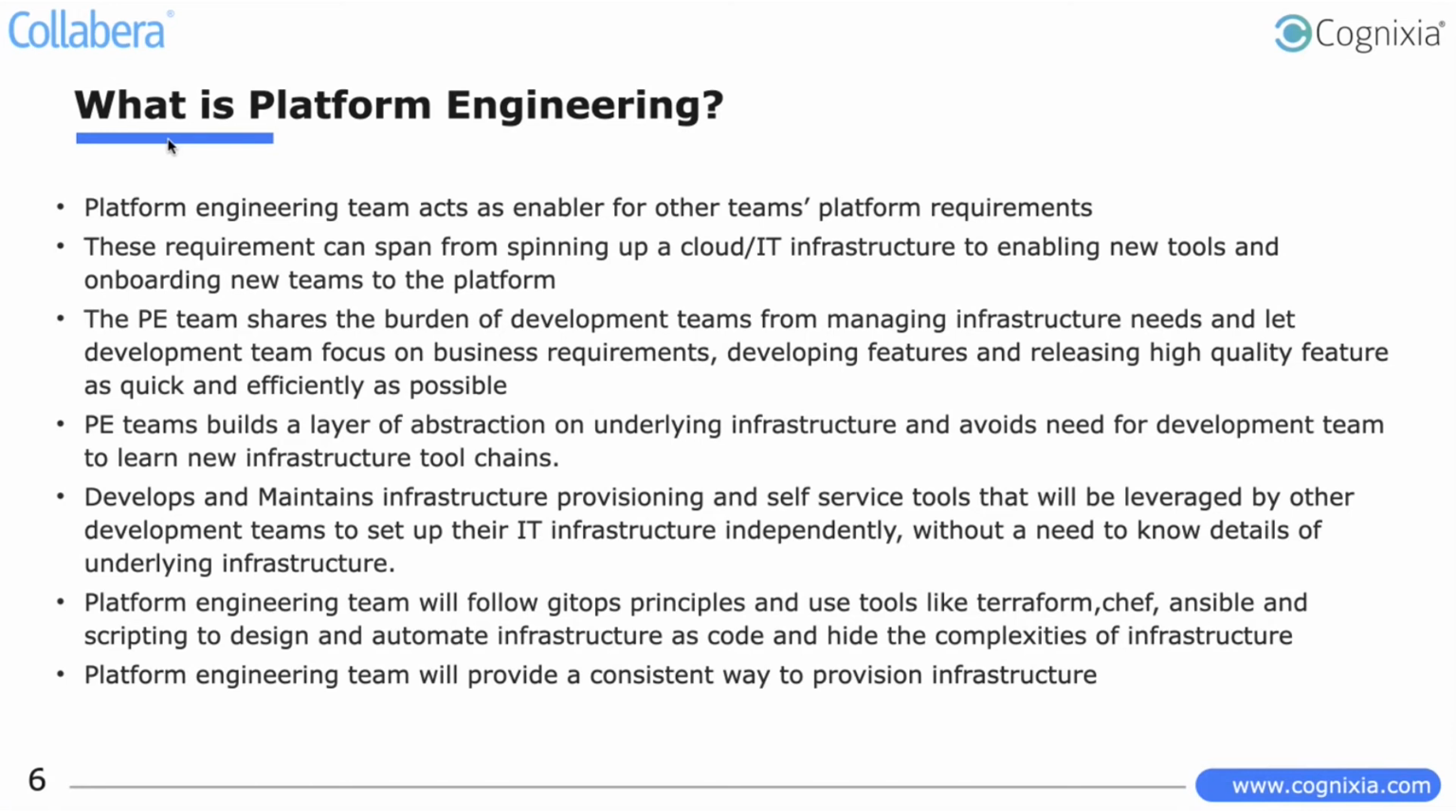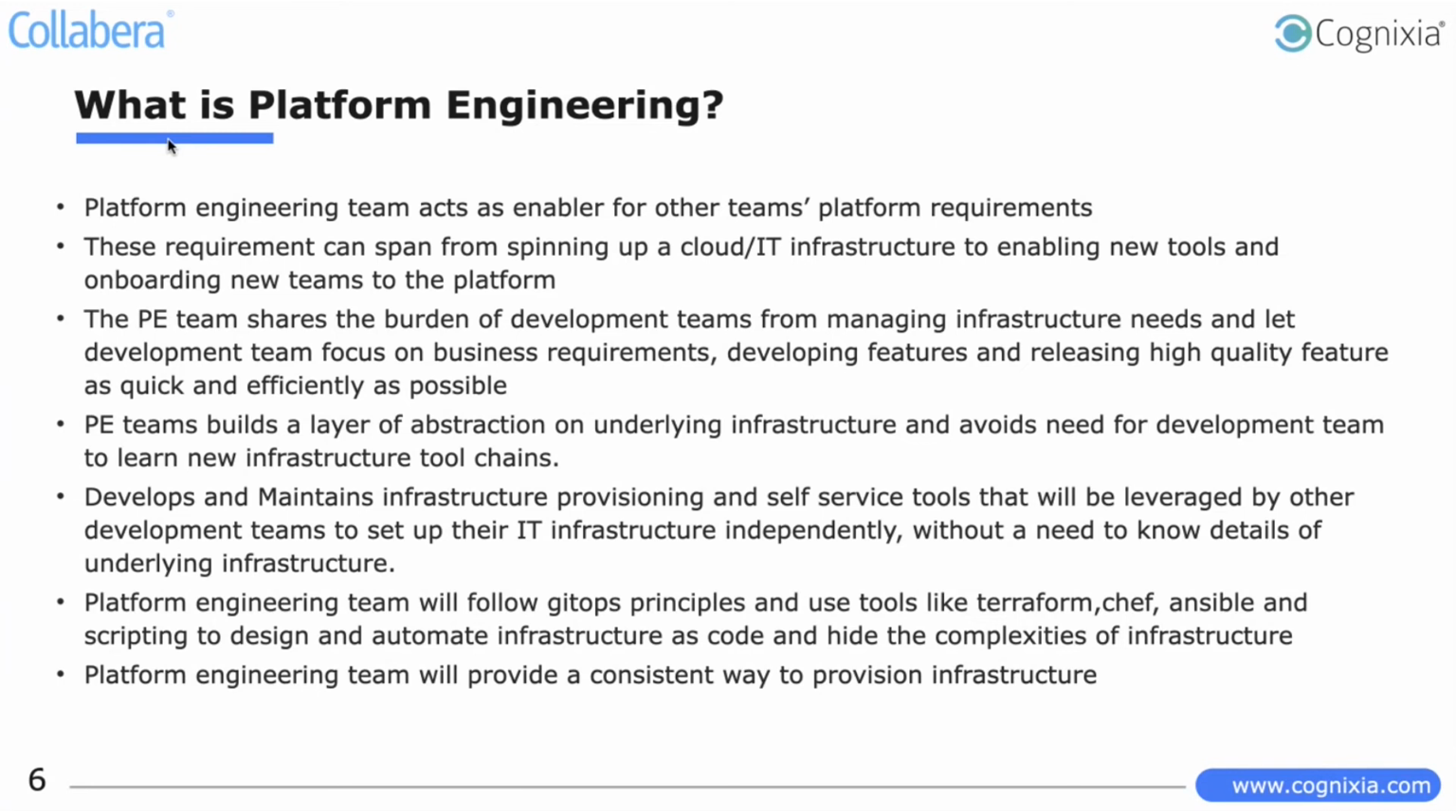It could be Terraform modules which will do it, or it could be Chef, or a combination of all the scripting that is there. But from the development team's perspective, they just give a specification saying I want these things in my infrastructure, and then that can be automatically built using the tool chain. The platform engineering team can again follow the GitOps principles to manage the code as infrastructure as code, and also they can use Terraform, Chef, Ansible and scripting to hide all the complexities of infrastructure, like I said.